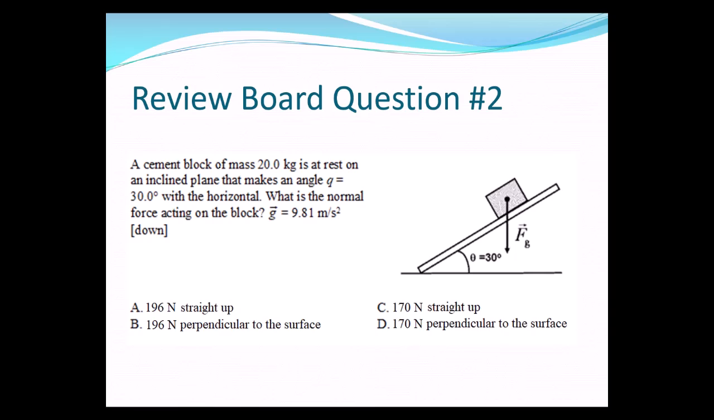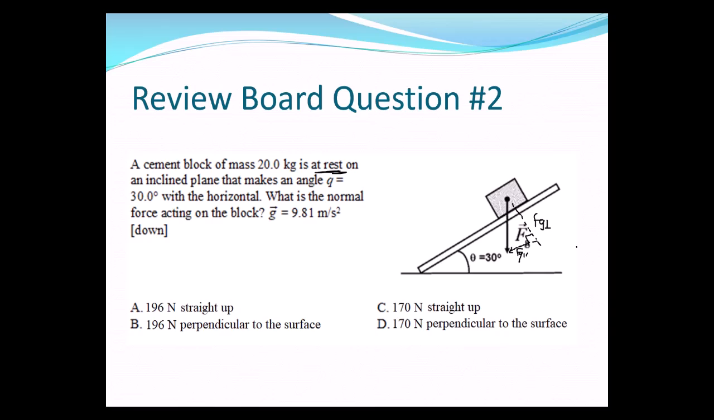For the second one, it's a calculation. So a cement block has a mass of 20 kilograms. It's at rest on an inclined plane. So it being at rest is an important thing because it tells you that the forces are equal. So what is the normal force acting on the block? So we got this Fg. Again, we can break it into our perpendicular component, and we can break it into our parallel component.